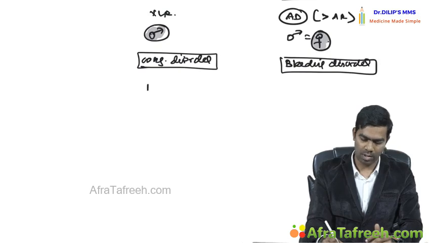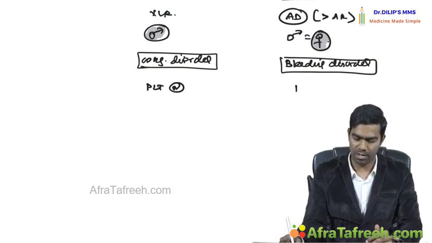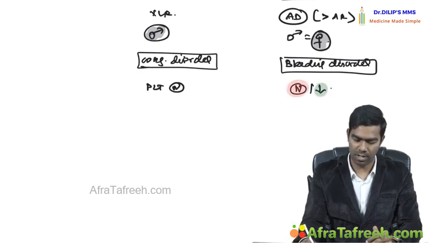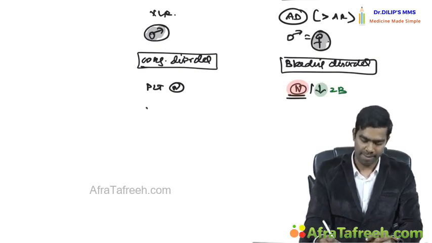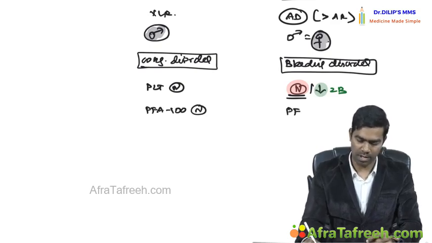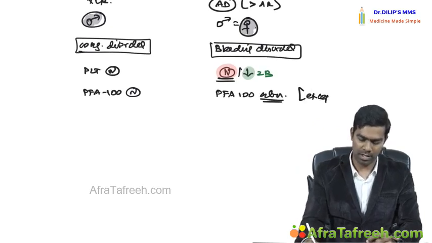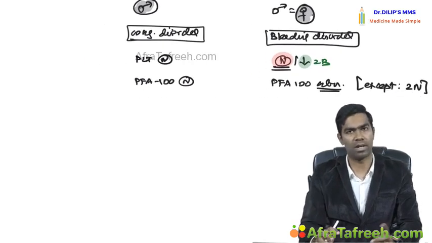Now let us see what will be the platelet count. Platelet count will be usually normal in hemophilia, and in Willebrand disease it can be normal or decreased. Remember, it is normal in all the forms of Willebrand disease but decreased only in one form, that is type 2B disease. Apart from that, platelet count tends to be normal here. Then PFA-100 tends to be normal in hemophilia, whereas PFA-100 tends to be abnormal in almost all the cases of Willebrand disease. But again, an exception is type 2N disease, where the PFA-100 report may be normal.